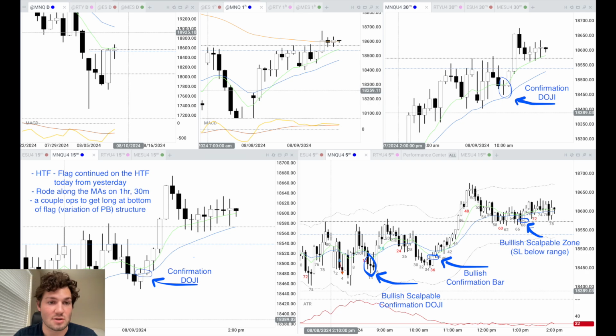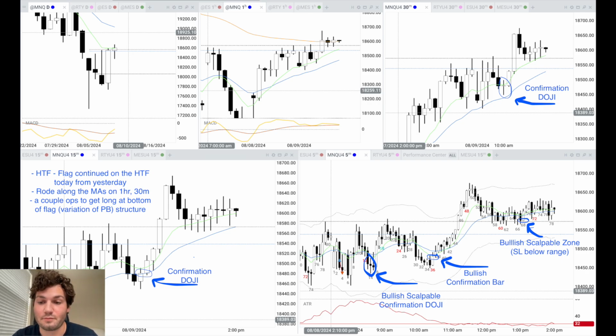Later in the day, there were some decent opportunities. A couple of scalps, just to buy and set the take profit pretty close. In fact, for all of these in the bottom right, for the first one, the take profit would have just been at prior day high at the top of that range.